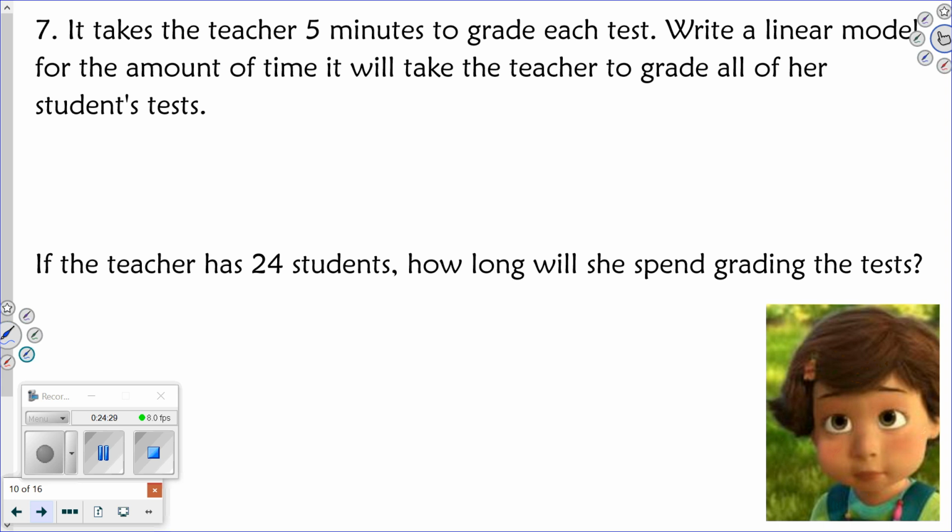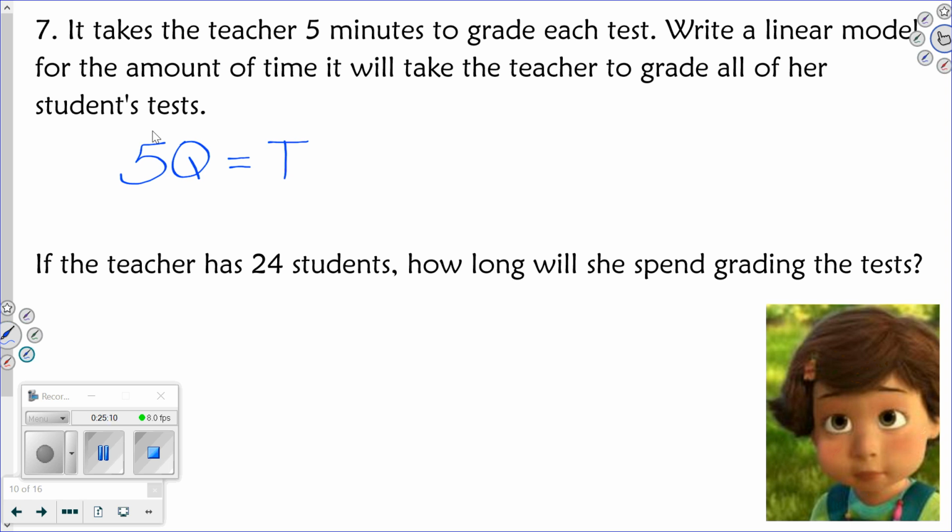It takes 5 minutes to grade each test. 5 times X. Or I might even go 5 times T. And that equals, yeah, test and time both start with a T, don't they? So 5 times, how about Q? We'll call them quizzes. 5 times for every quiz equals T for my time. Yeah, either way. If the teacher has 24 students, how long will she spend grading the test?